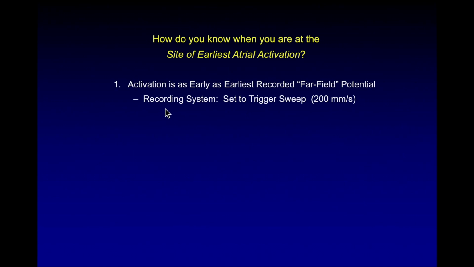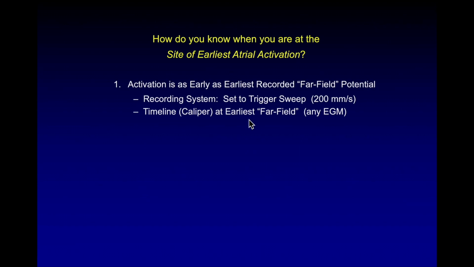We recommend that along with the mapping system, you do this same process with your recording system. Every recording system can be set on trigger sweep and use a fast sweep speed. I like 200 millimeter per second. That's the same sweep speed that we use on the mapping systems. And put a timeline. It could be a caliper, depending upon the recording system. Some allow you to use special timelines that you can move.